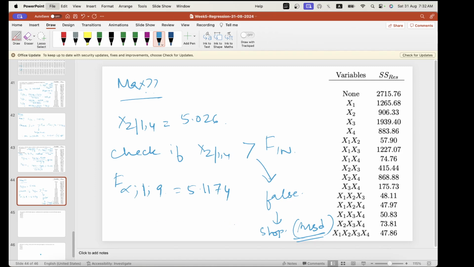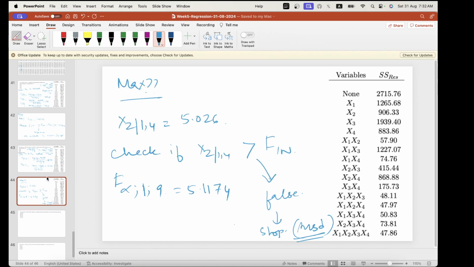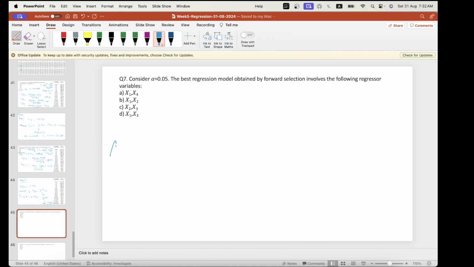Is it okay? Fine. Next we move on to the next question. So the best regression model obtained by forward selection involves the following regressor models. So by forward selection, this is where we stop, that is 1 and 4. So answer is A, 1 and 4. Okay, fine. Moving on.